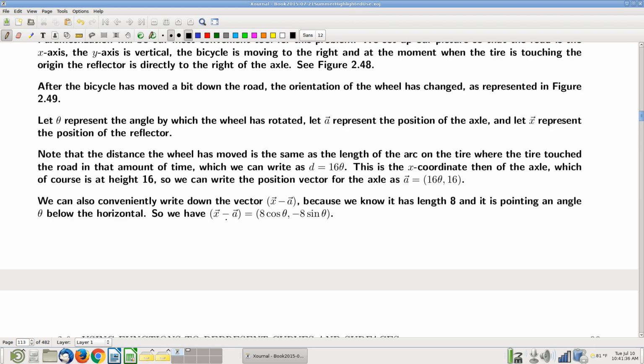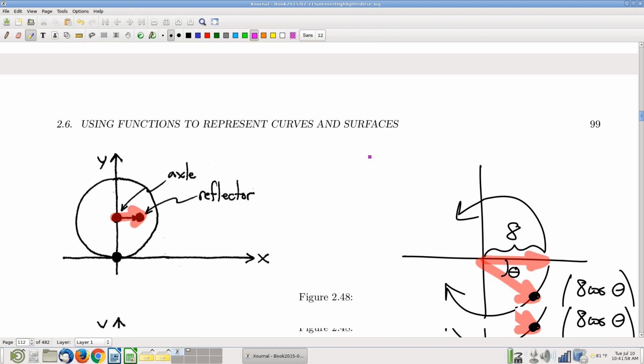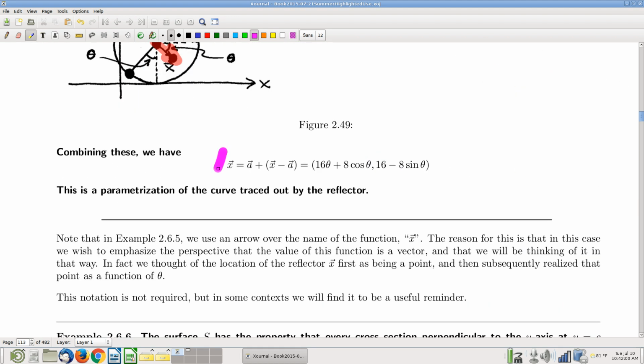Okay, so that gives me that. So the axle is doing this. The thing that I add to the axle to get the reflector is doing that. Add them up. That plus that gives me that, and that's the position of the reflector. Everybody see how that works?